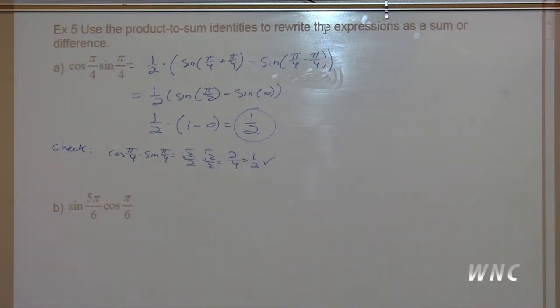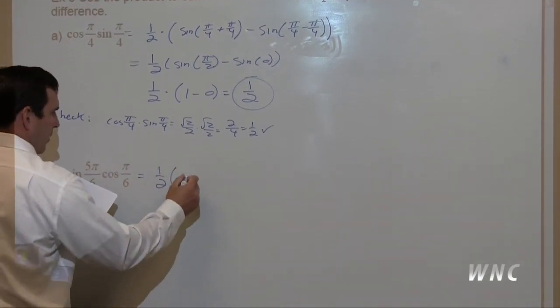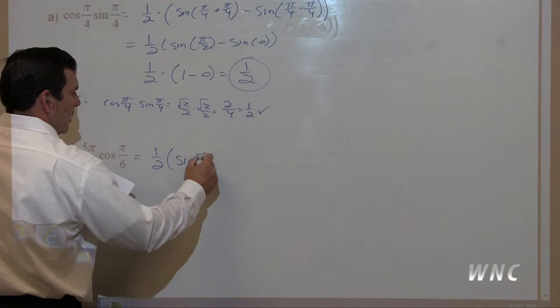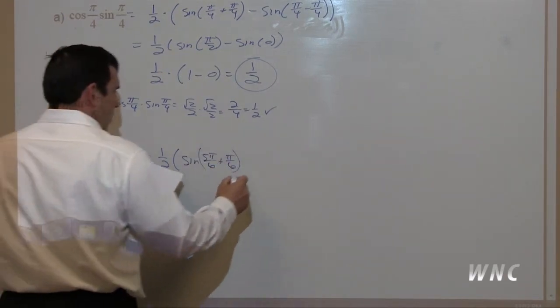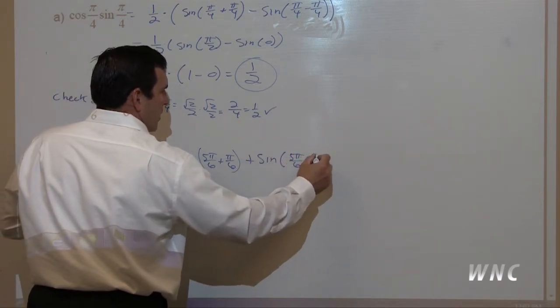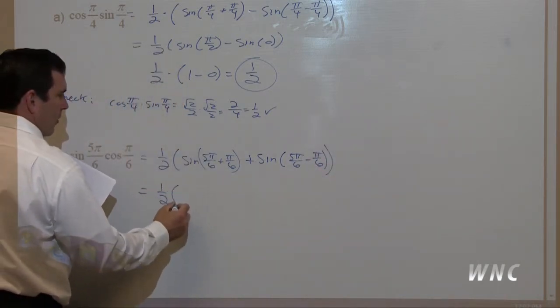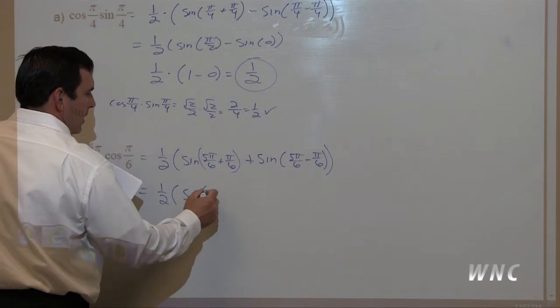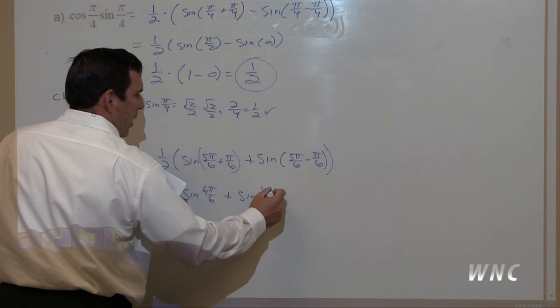And now we'll look at the second part. Sine of 5 pi over 6 times cosine of pi over 6. That's going to be 1/2 times sine of 5 pi over 6 plus pi over 6 plus sine of 5 pi over 6 minus pi over 6. 1/2 times sine of 6 pi over 6 plus sine of 4 pi over 6.